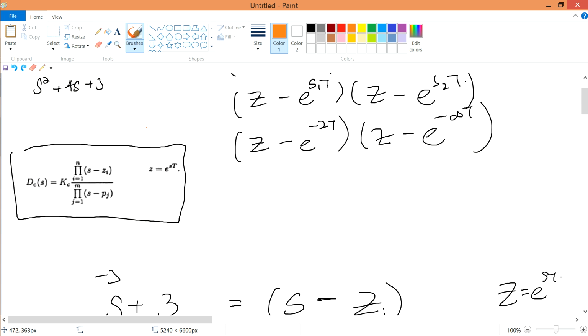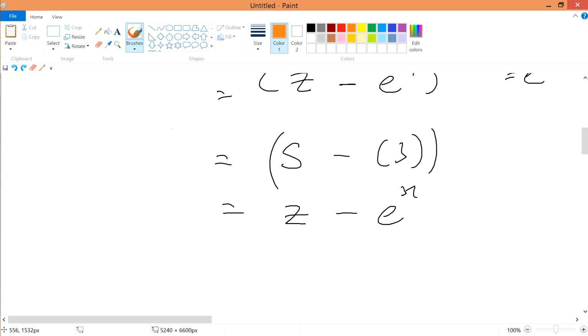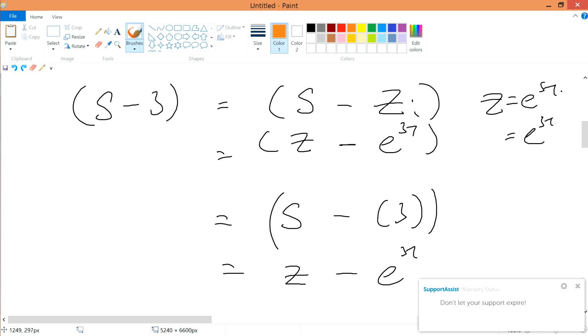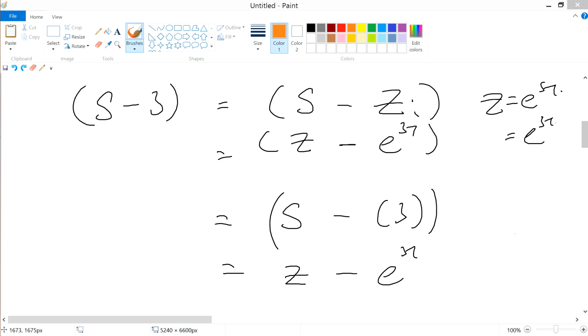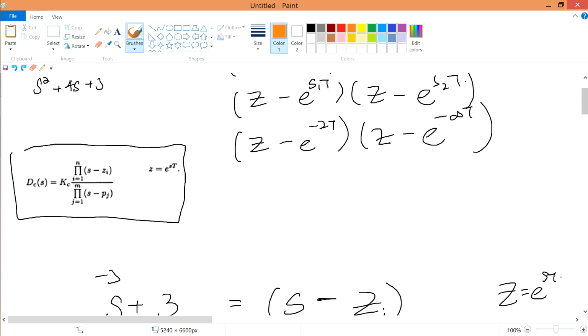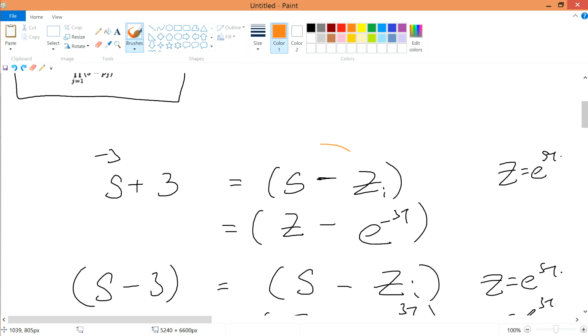Alright, so I'll leave you to this, and in the next video I will keep on using this type of method, the s minus minus 3 or whatever. Okay, so nonetheless both ways can be used, but please still be mindful of this z is equal to e^(st) type of concept, and just take note of this thing over here.